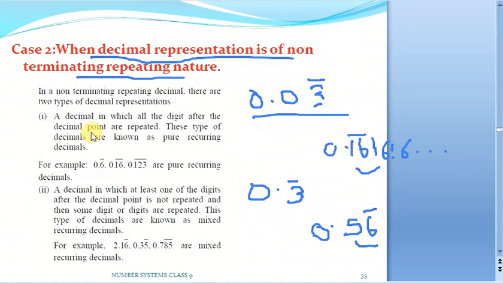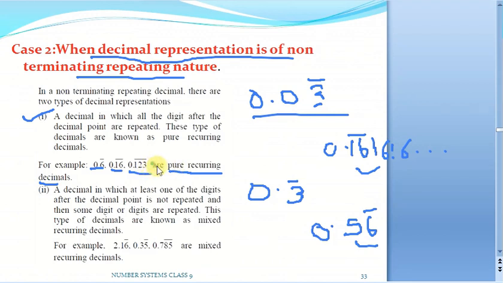So I can make 2 cases here. See here, in the first case, all the digits will be repeating. Suppose this is 0.6 bar, 0.16 bar, 0.123 bar. They are called pure recurring decimals. That means there are no digits left which are not repeating. So whatever is there after the decimal point, it will repeat. So here 3 digits, it is 0.123, 123, 123.